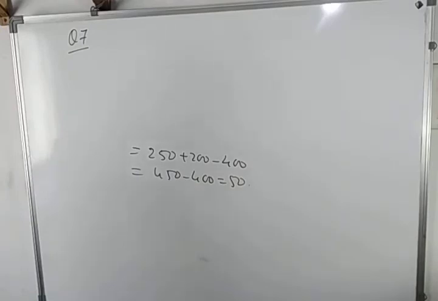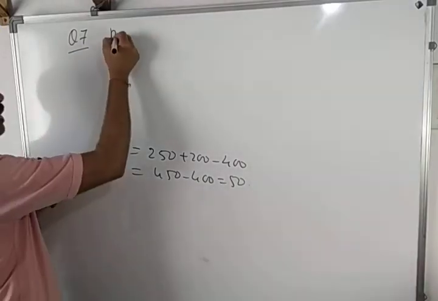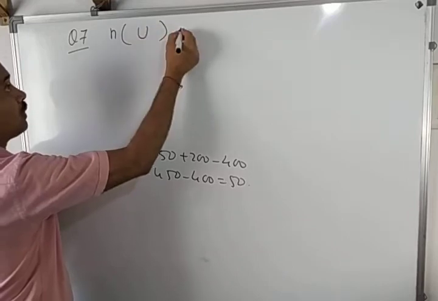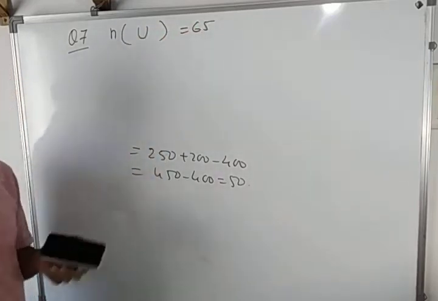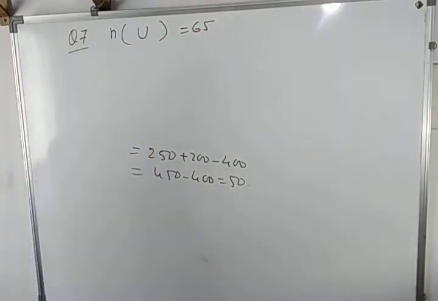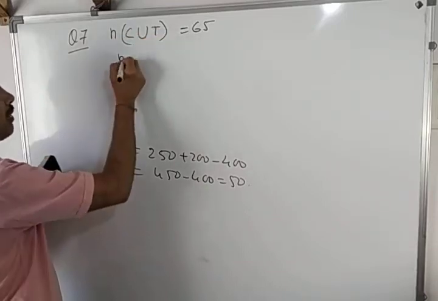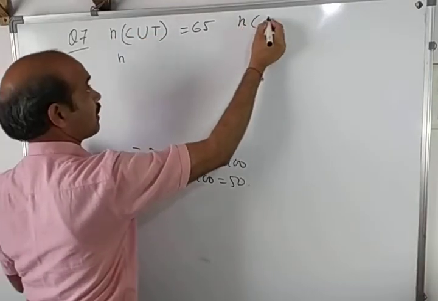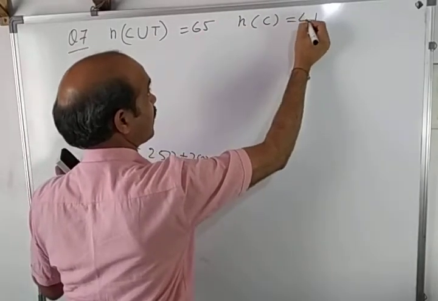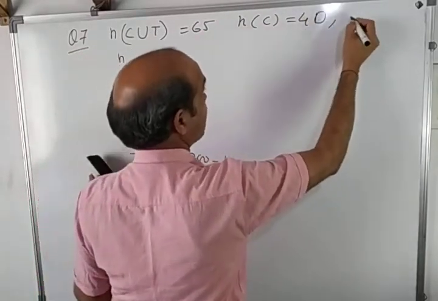In a group of 65 people, it means again it is union. Now what is the union? The other two sides: 40 like cricket, 10 like both cricket and tennis. So this is about cricket and tennis. 40 like cricket and 10 like both.